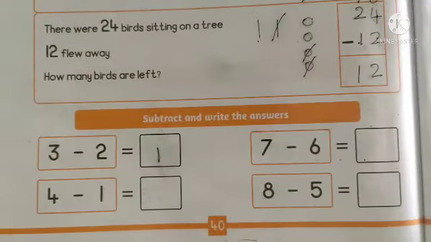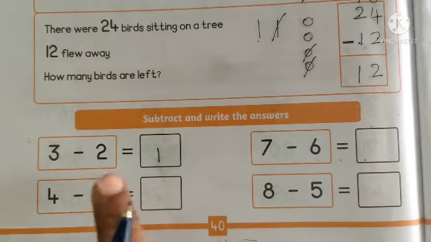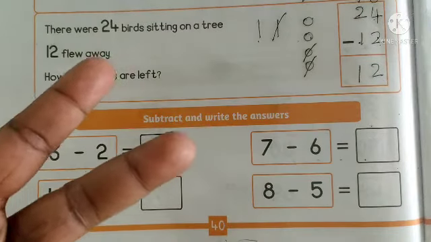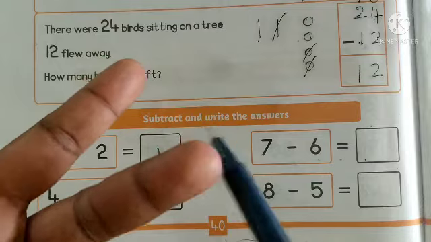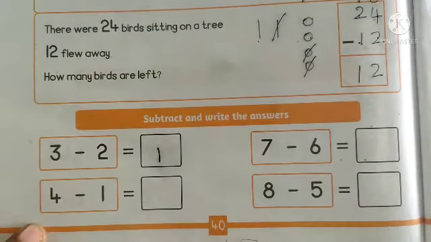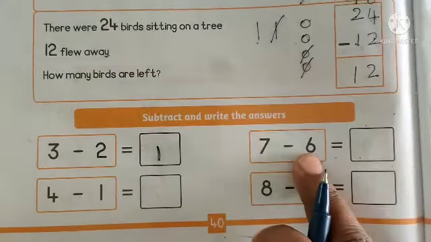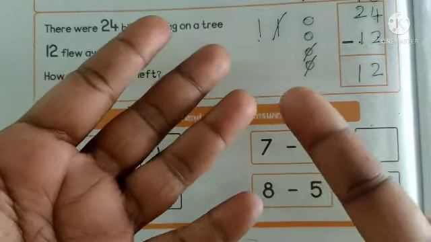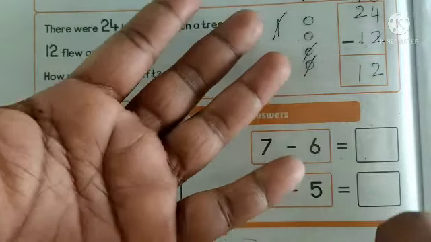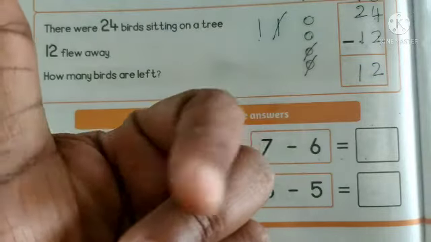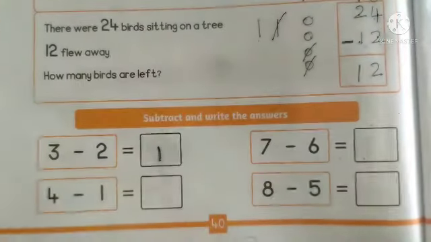Next, subtract and write the answers. 3 minus 2. First number in the mind, open 2 fingers. 3 before, 2, 1. 1 is the answer. Next, 7 minus 6. 7 in the mind, open 6 fingers. 7 before, 6, 5, 4, 3, 2, 1. 1 is the answer.